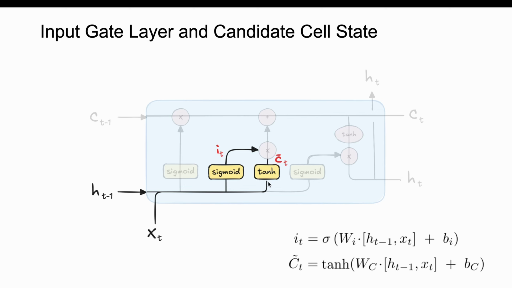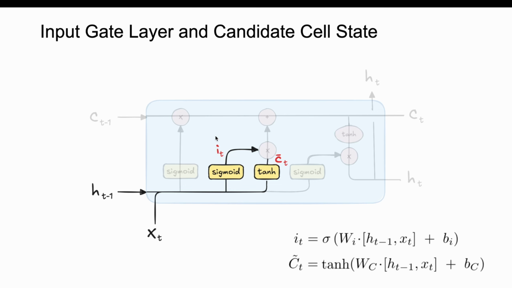Here also we are inputting the same concatenation of the previous hidden state and the current input, and we're getting an output called C tilde t. This C tilde t is a candidate cell state. It's a vector of new candidate values that could be added to the cell state. And I'm saying could be because the it vector will determine which part of the C tilde t can be added to the cell state.